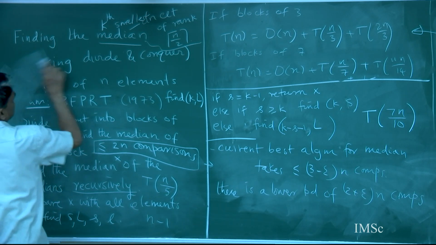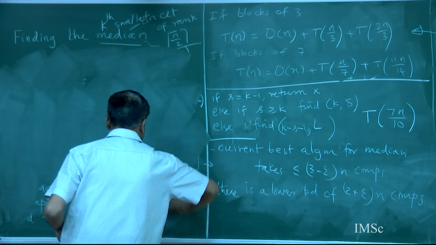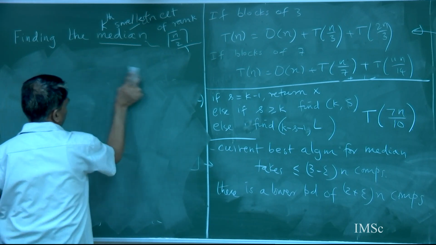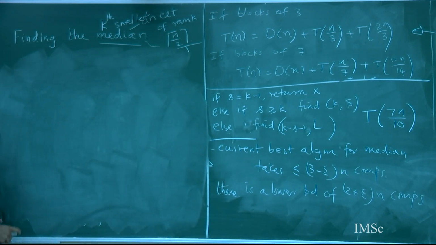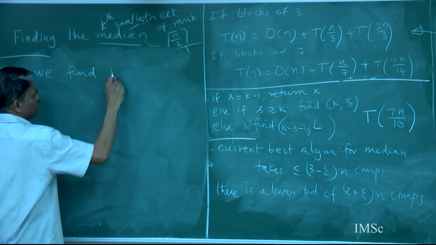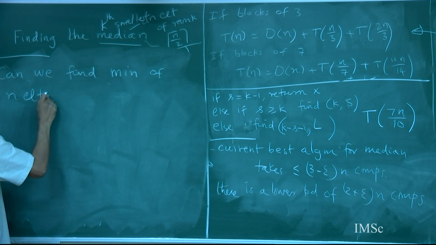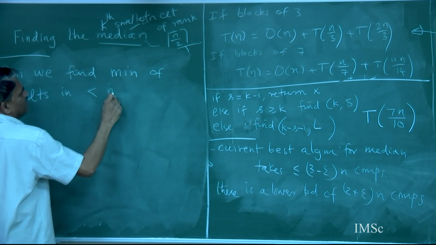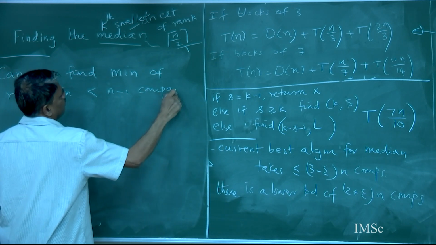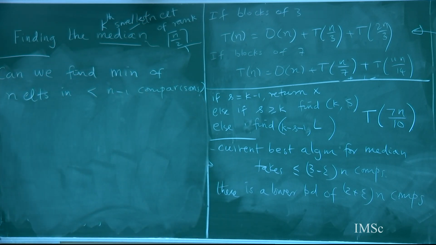Good. Now that you asked, actually, let me indulge in it. It's a good question. When you ask the question, can we find even the minimum of n elements in less than n minus 1 comparisons? Minimum or maximum, right? How do you even argue this? How do you even prove this?